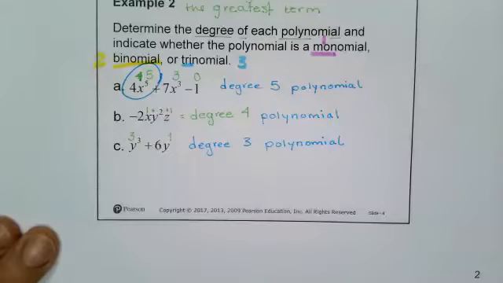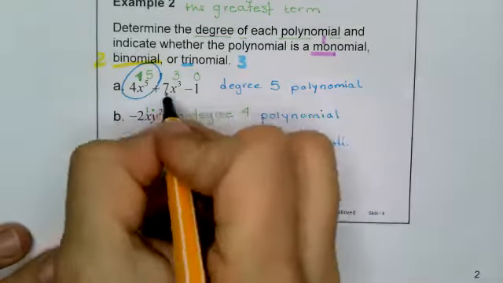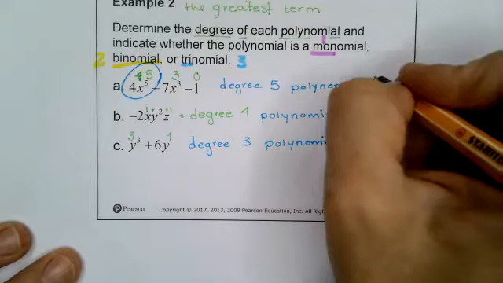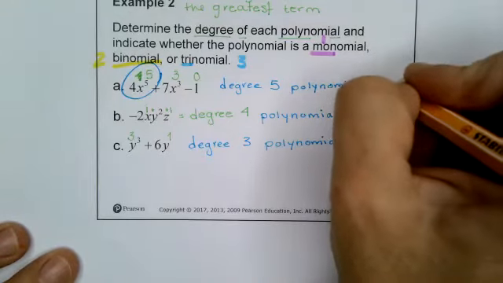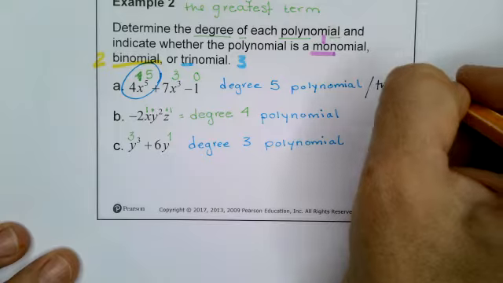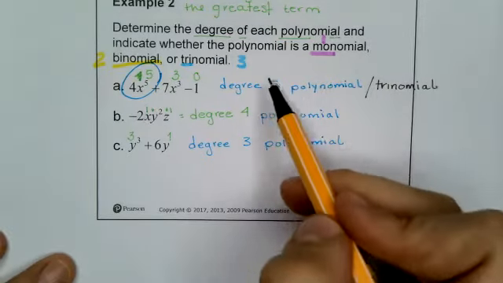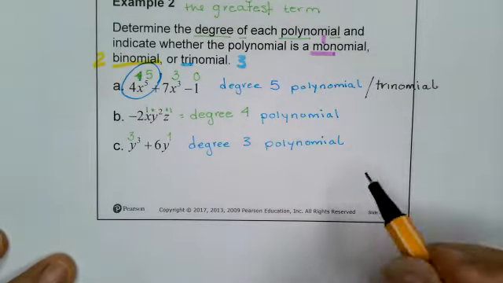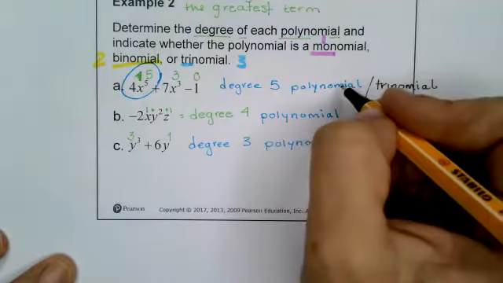The second part is, is it a monomial, a binomial, or a trinomial? So here we have 1, 2, 3 terms. So you can say it's a degree 5 polynomial or trinomial. Those words are interchangeable. You can say it is a polynomial or it is a trinomial. This is just more specific, right?